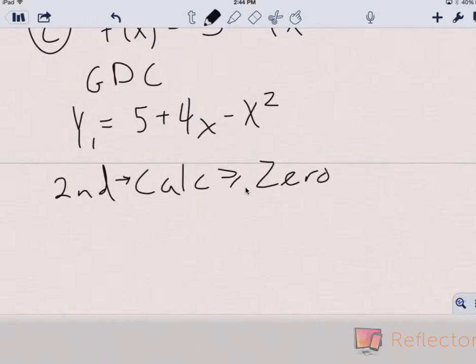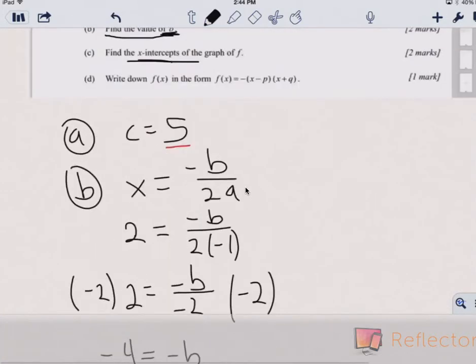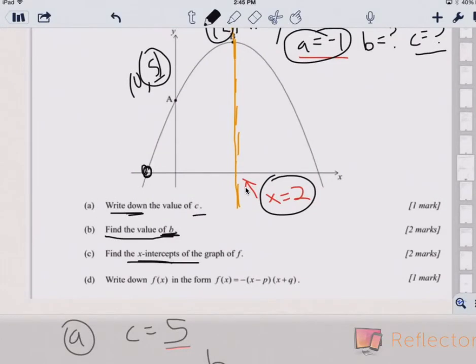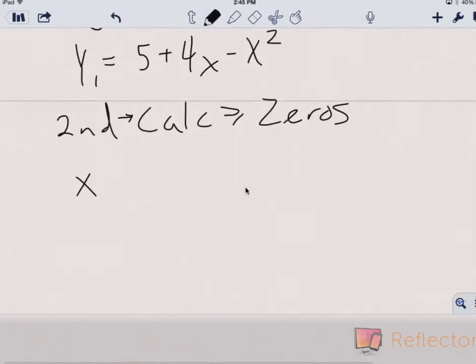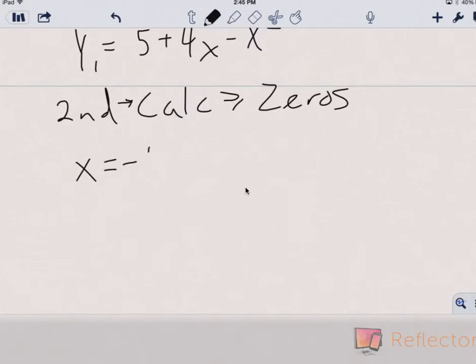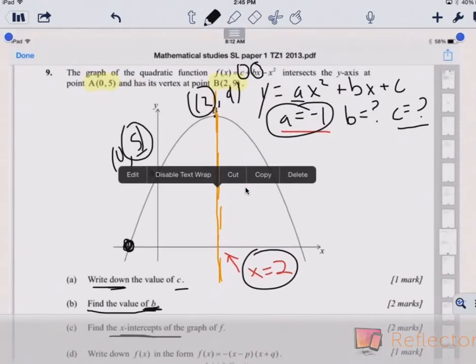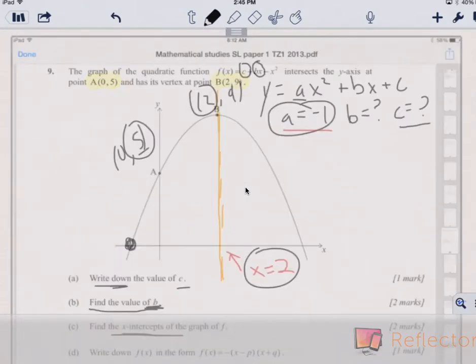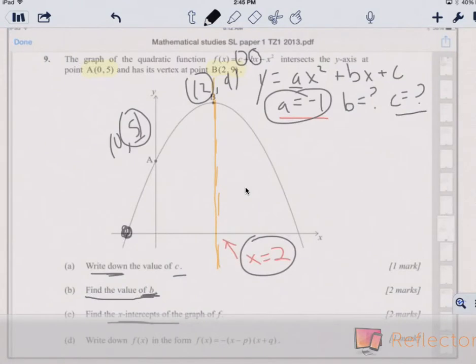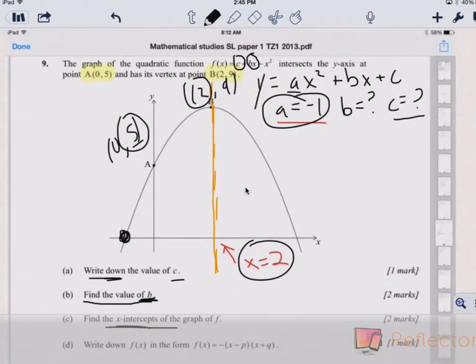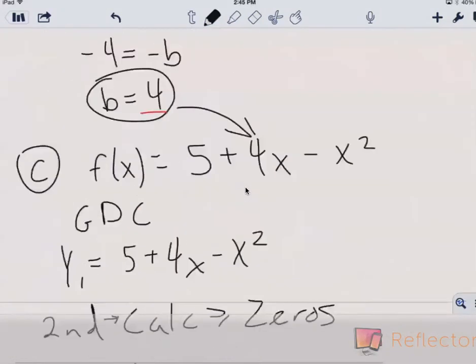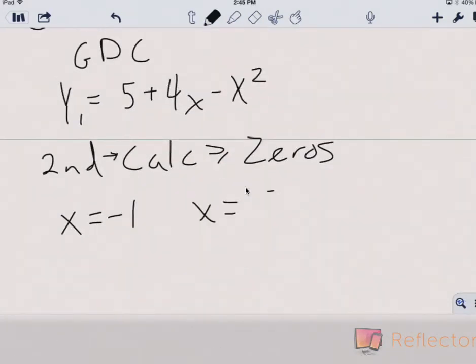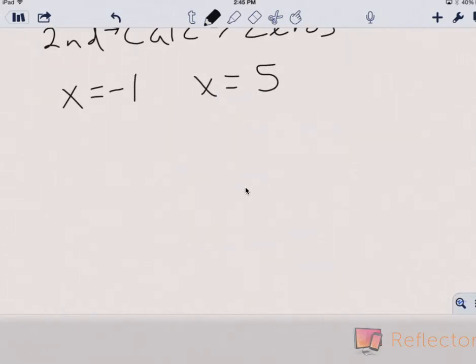zeros. And then remember, the process for finding the zeros is left bound, right bound. And the 0 on the left-hand side, this 0 here, you will find to be -1. And this 0 here, you will find to be, using your calculator, 5, positive 5.